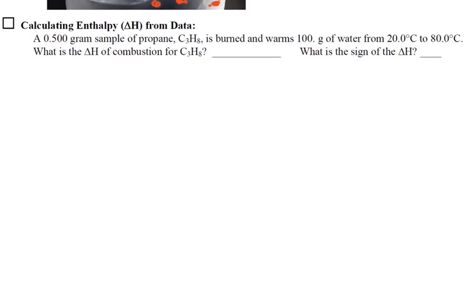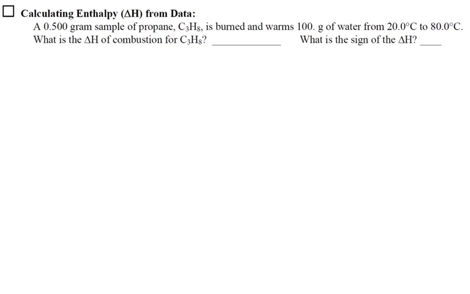Second part here, calculating the enthalpy from data. So if we had a 5-gram sample of propane and we're going to burn it, it warms up some water. This would be done in a calorimeter, from 20 to 80. So we can see that our delta T is going to be 60 degrees. And so what's the delta H of combustion for the propane?